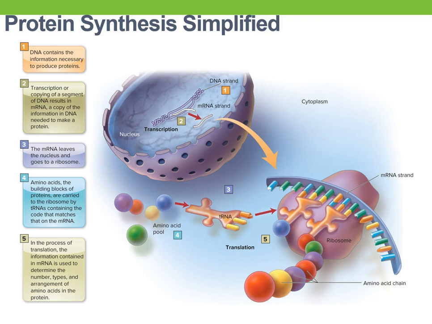And from there, amino acids are carried to the ribosome by tRNAs containing the code that matches one on the mRNA. So basically, it's like, okay, we need a leucine here, and we need an isoleucine here, and we need a valine here. And so your body pulls those in and starts to plug them in. In the process of that translation, the information contained in mRNA is used to determine the number, types, and arrangements of amino acids in the protein. So hopefully we are able to copy correctly.